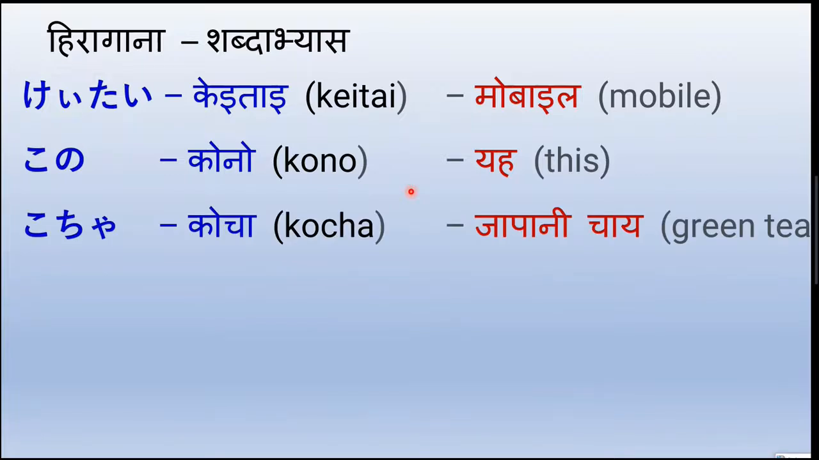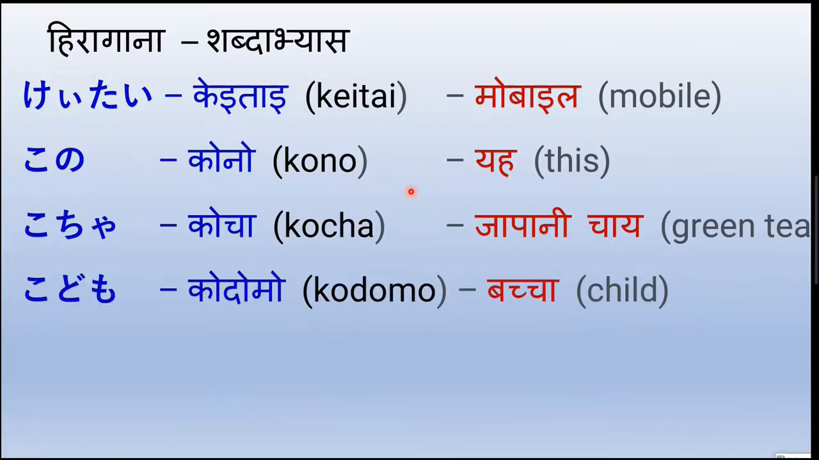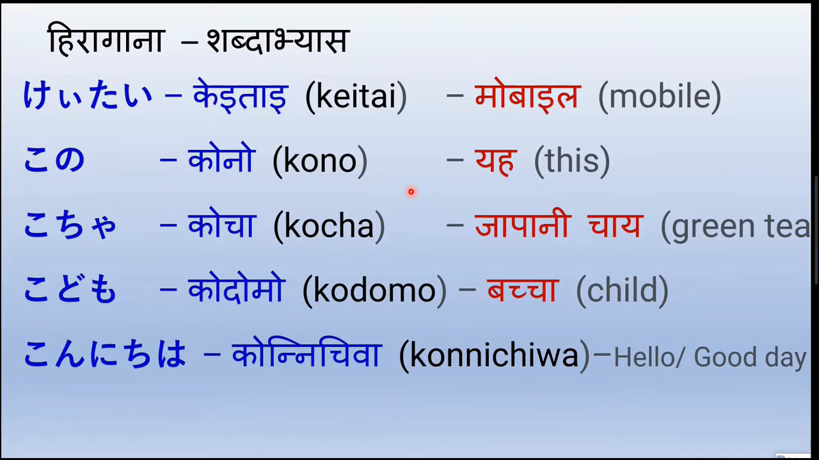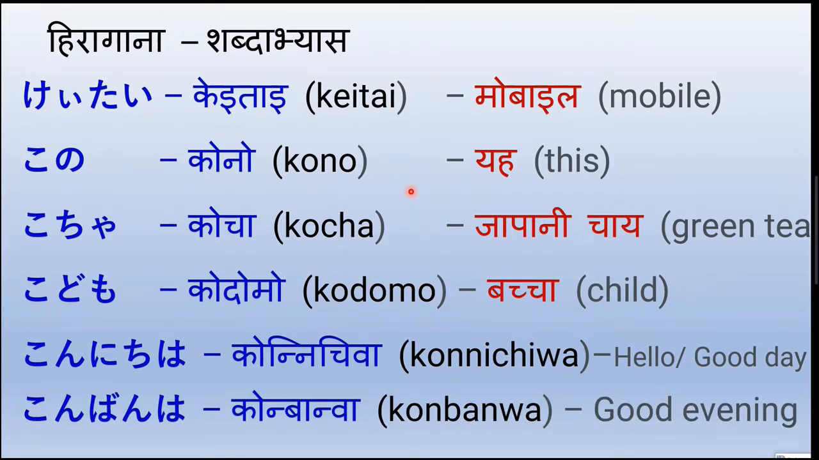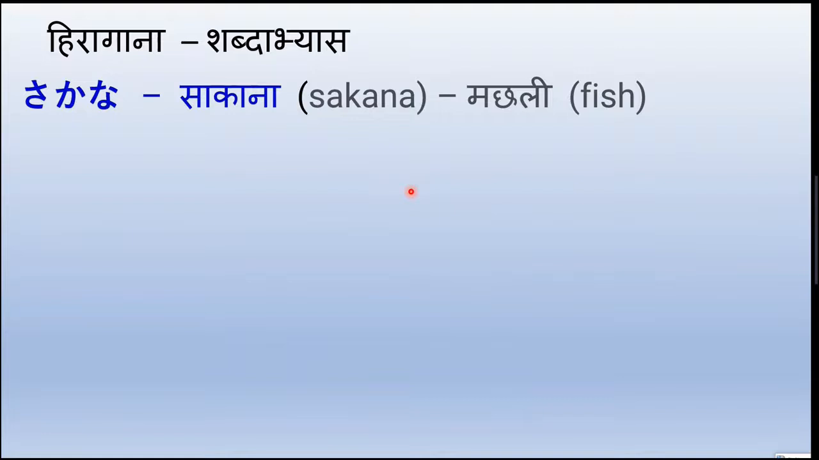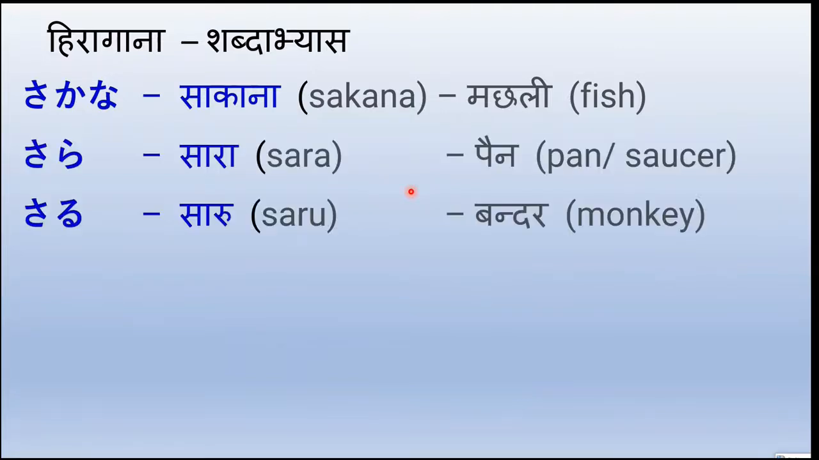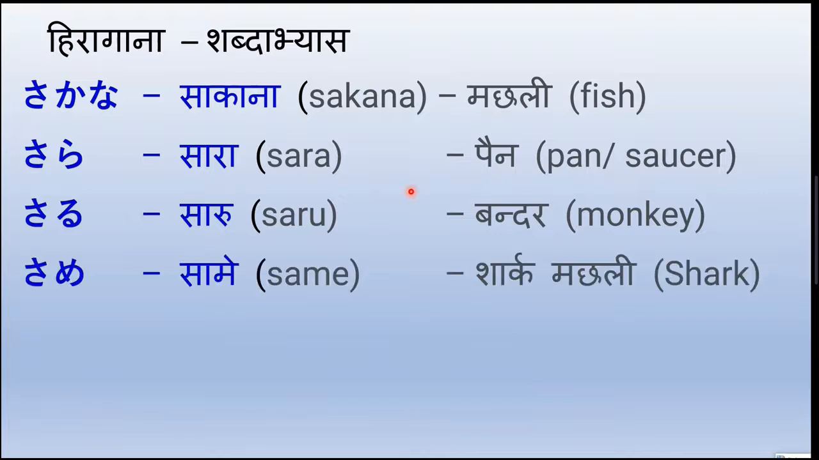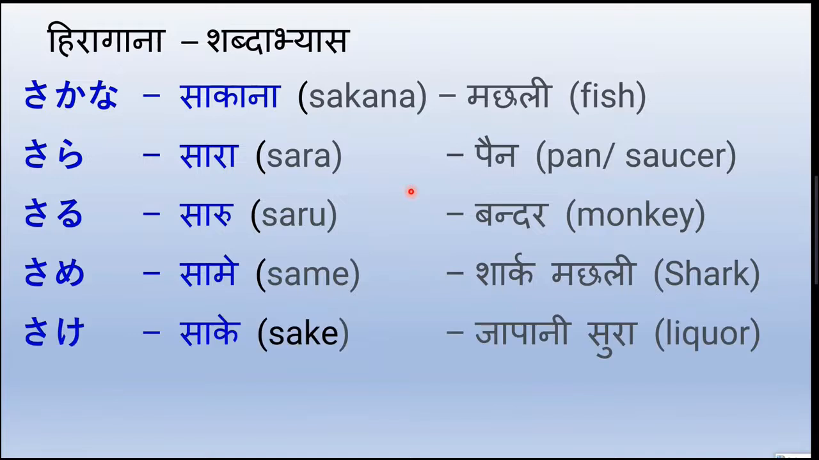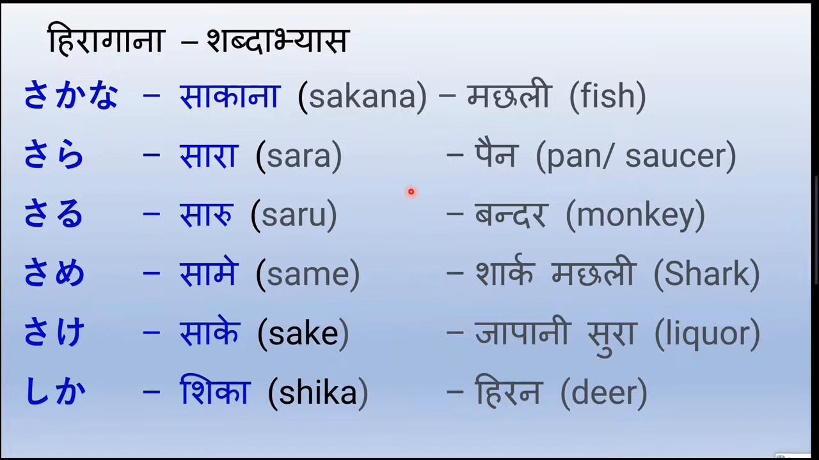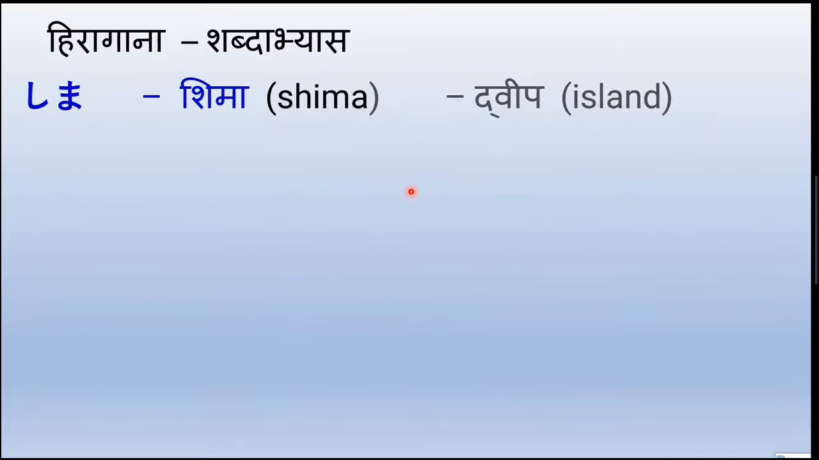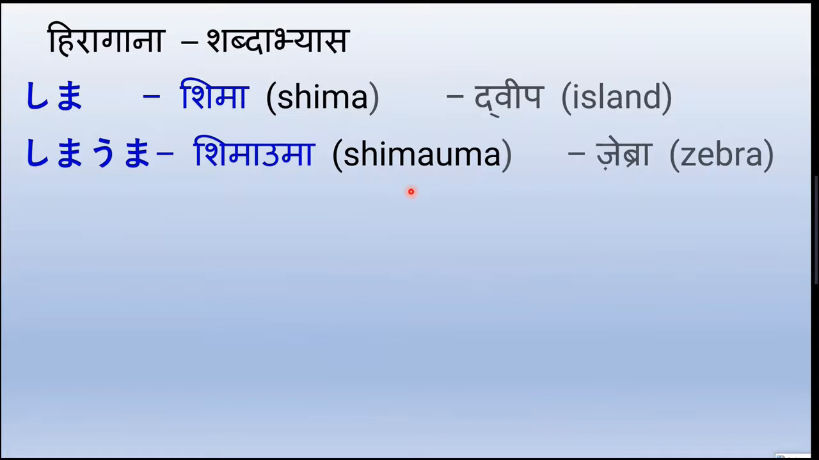Kocha, the green tea. Kodomo, child. Konnichiwa, hello or good day. Konbanwa, good evening. Sakana, fish. Sara, pan or a saucer. Saru, monkey. Same, shark. Sake, it's an alcoholic drink of Japan. Shika, deer. Shima, island. Shimauma, it's zebra.